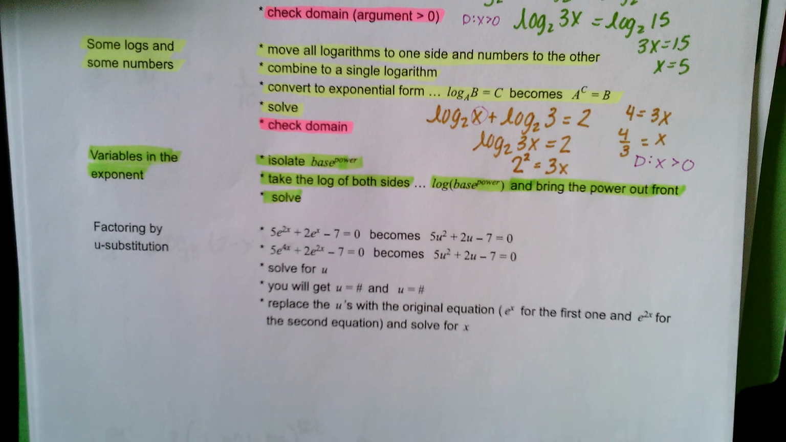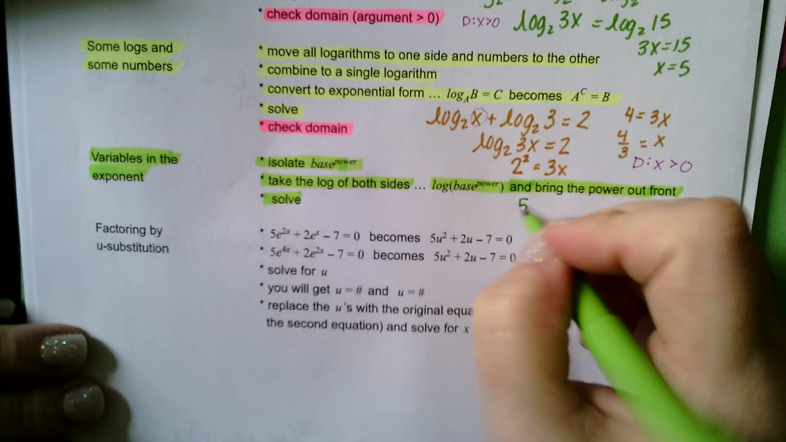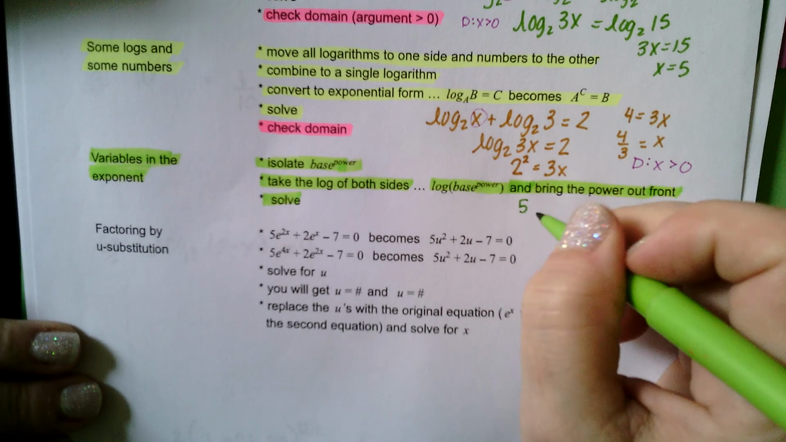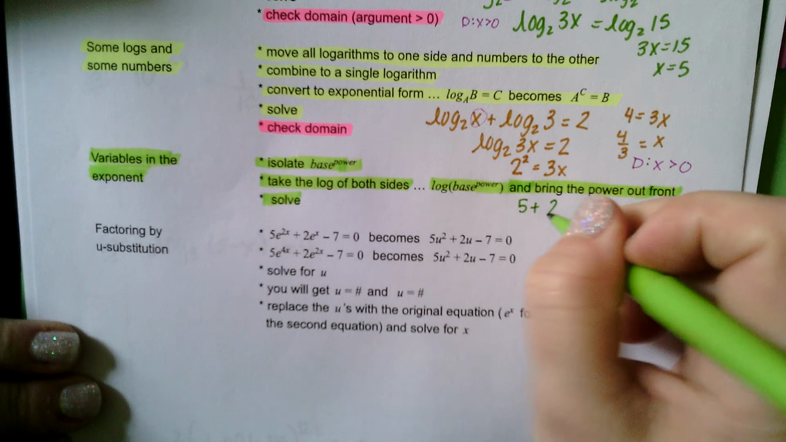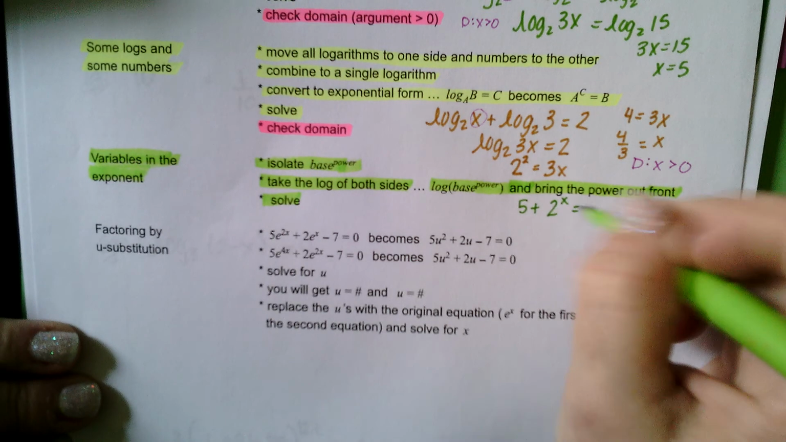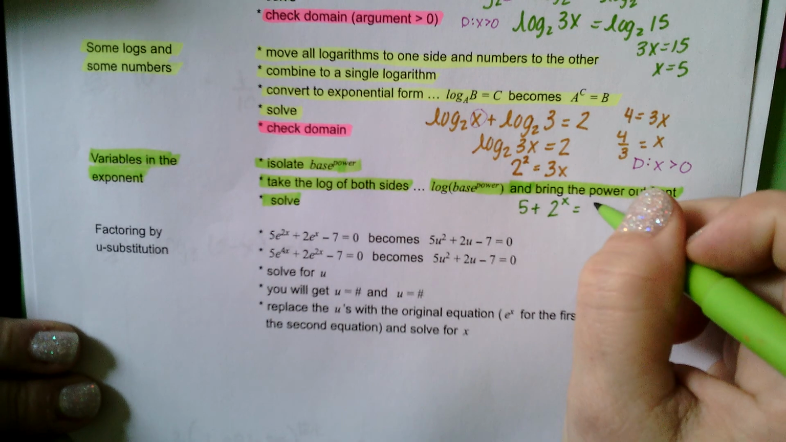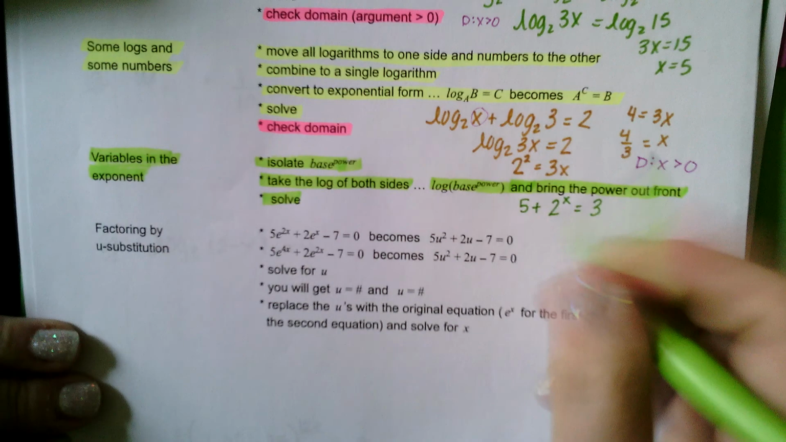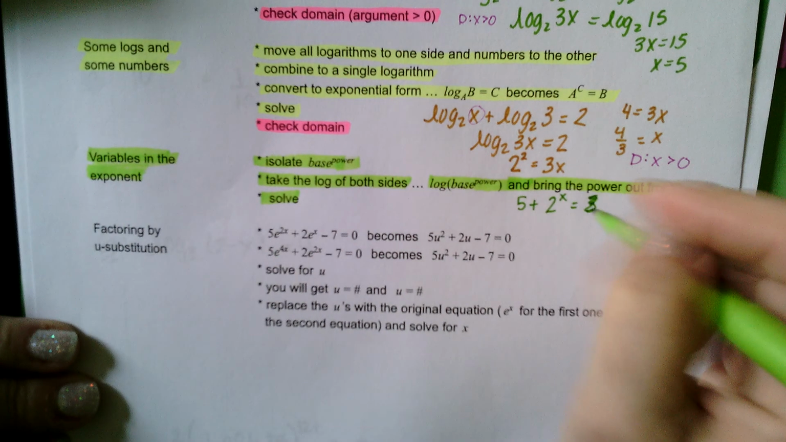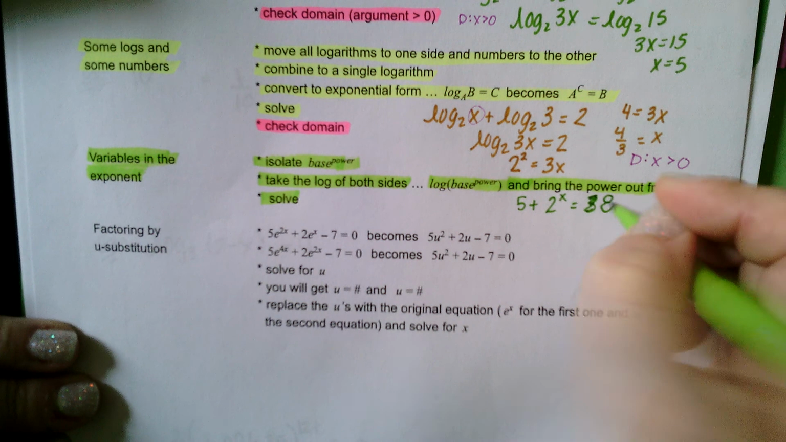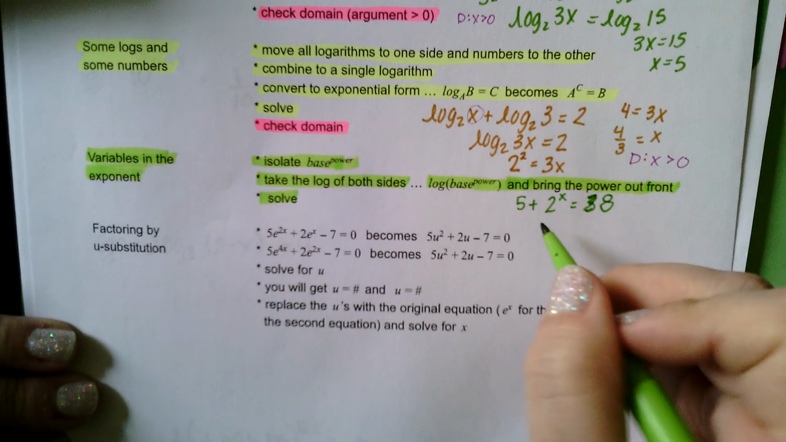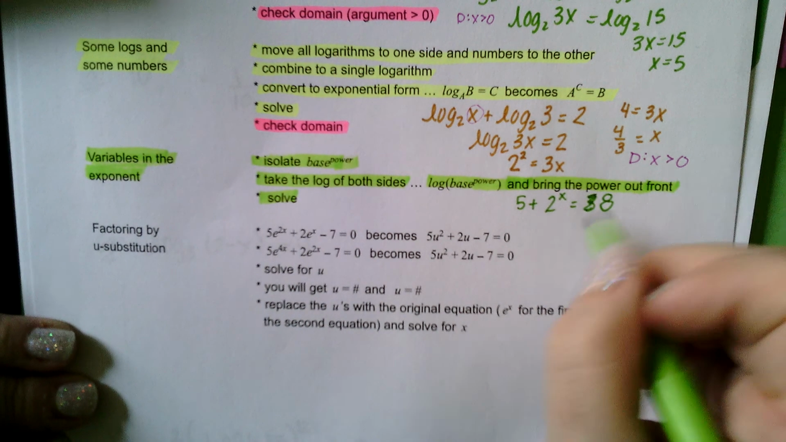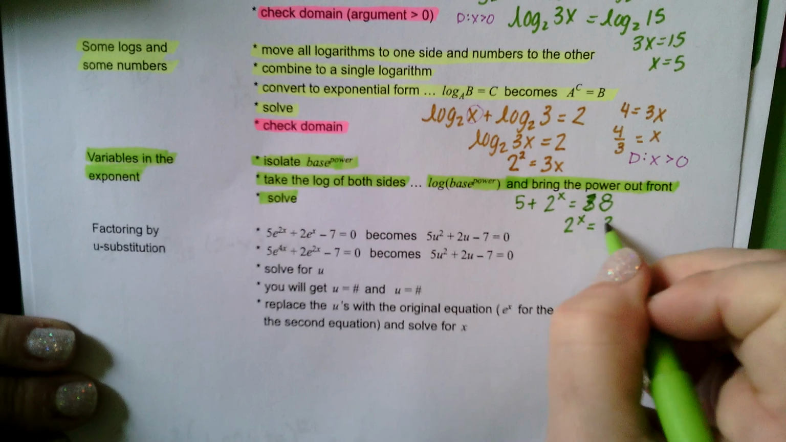Okay. So say we had 5 plus 2 to the x equals 3. That's not going to work. I could have just made it an 8. That's fine. Let's make it an 8. So then we would want to isolate the base to the power. So subtract 5, and we get 2 to the x equals 3.